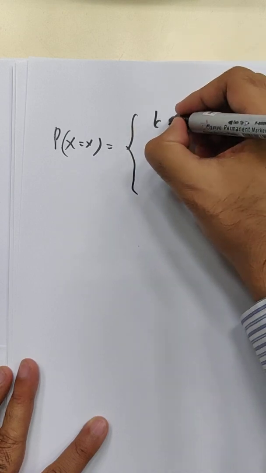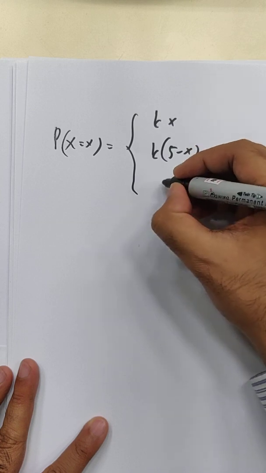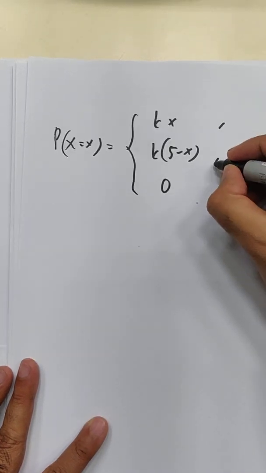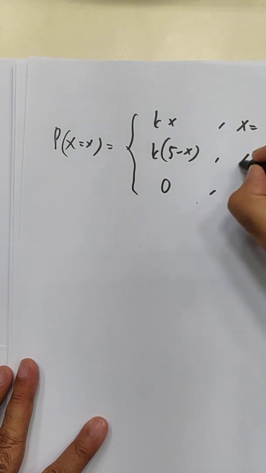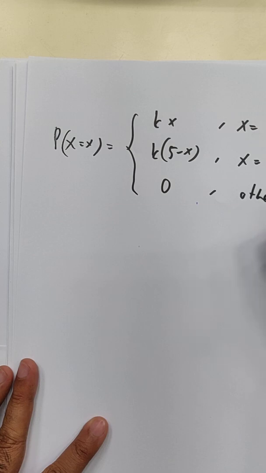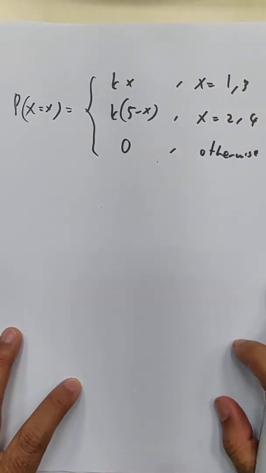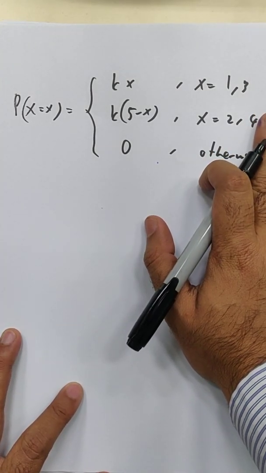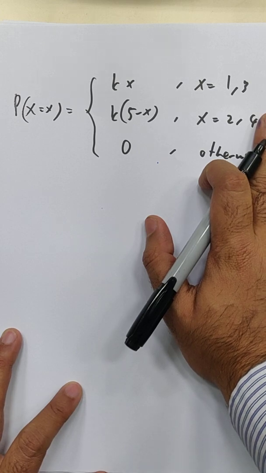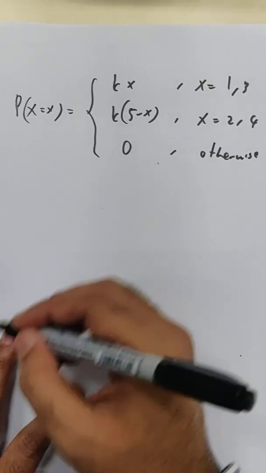Let's say you're given something like this: kx, where k, 5 minus x, 0, x equals to 1, 3. Alright, so this is the distribution function, not the table. As I mentioned before, don't panic. Let's try to sort it out. Probability distribution function.